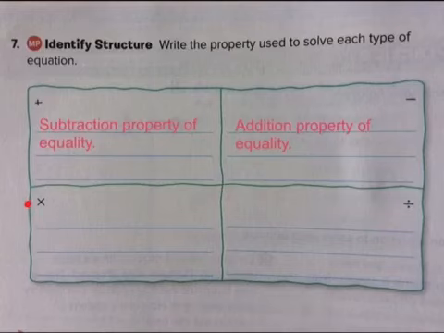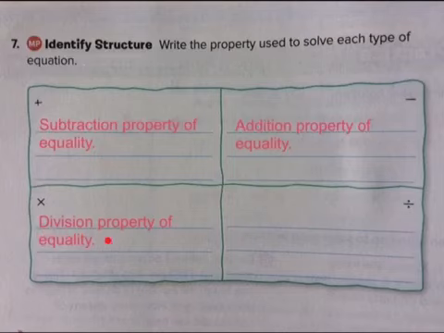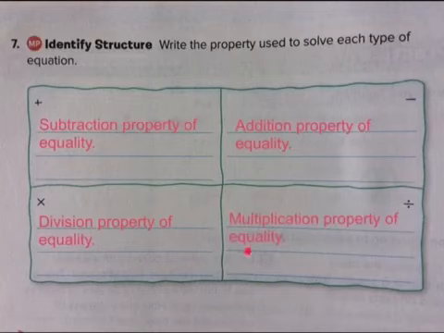If we have multiplication, what is the opposite of multiplication? Division. So we would use the division property of equality. And finally, when we have division, we would use the multiplication property of equality.